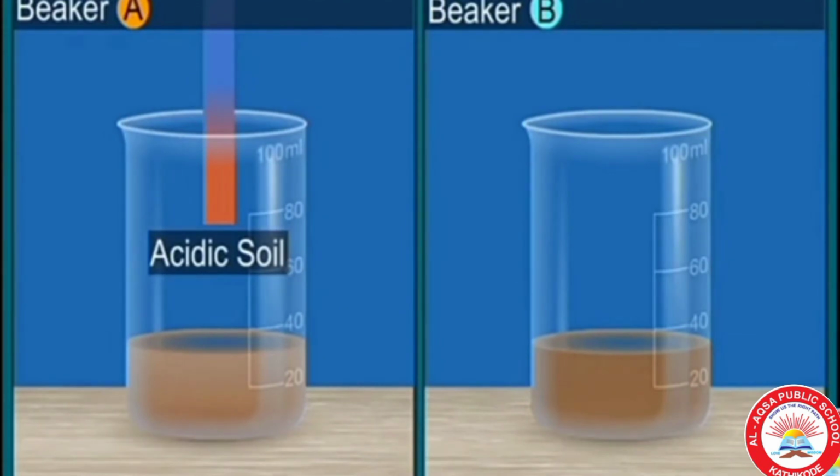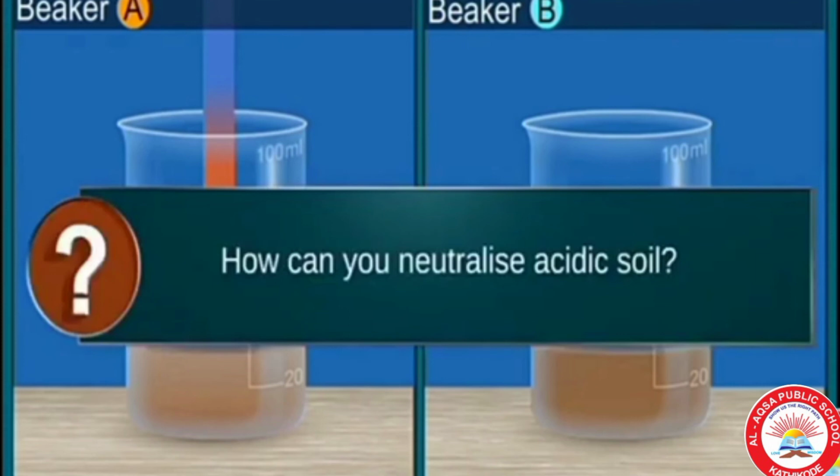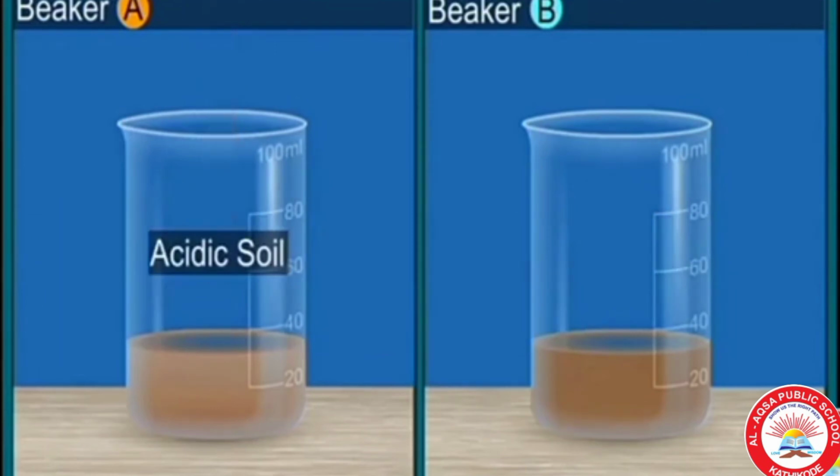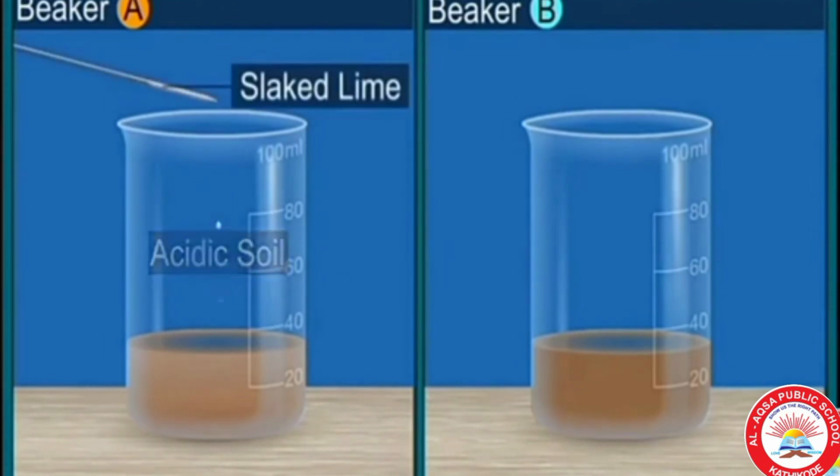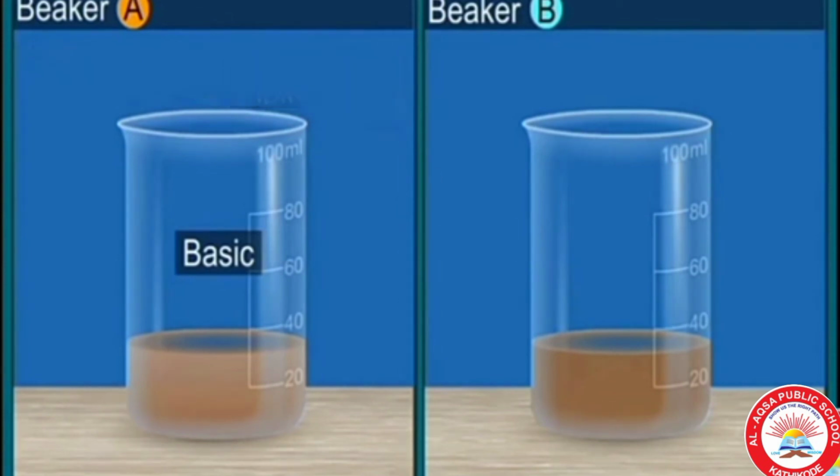Then how can we neutralize this soil? We can neutralize it by adding basic substances. We can add slaked lime or quicklime to the acidic soil and neutralize it. Drop by drop we have to add slaked lime or quicklime. Quicklime is calcium oxide and slaked lime is calcium hydroxide, and the soil becomes neutral. Is it clear for you?